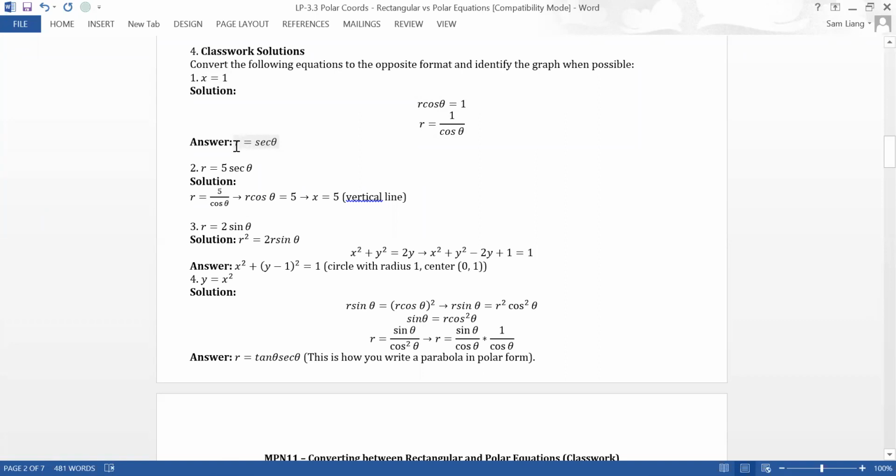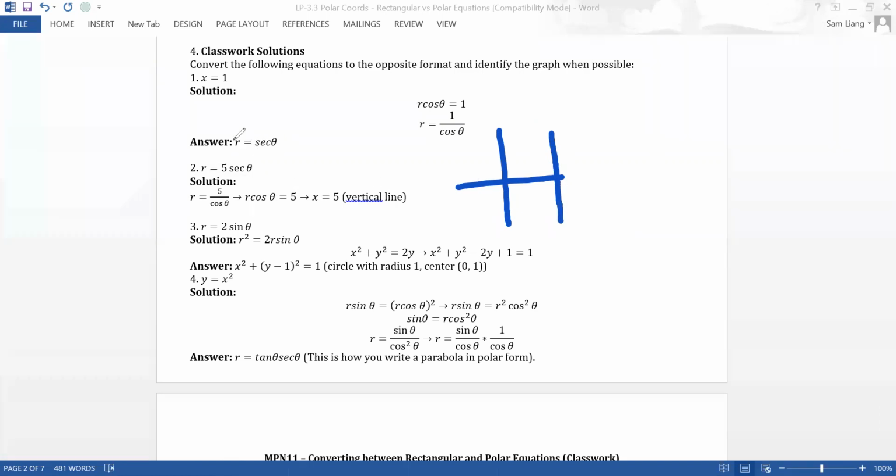All right, next we have r equals 5 secant theta. So secant theta, we're going to rewrite that as 1 over cosine theta. And then from there, I'm going to cross multiply. You get r cosine theta is 5. R cosine theta, we know that's equal to x, right? So x equals 5, which is a vertical line. So in rectangular form, x equals 5. So the x coordinate is equal to 5, so that'll be like right here. Imagine it's not slanted, but the vertical line, okay?